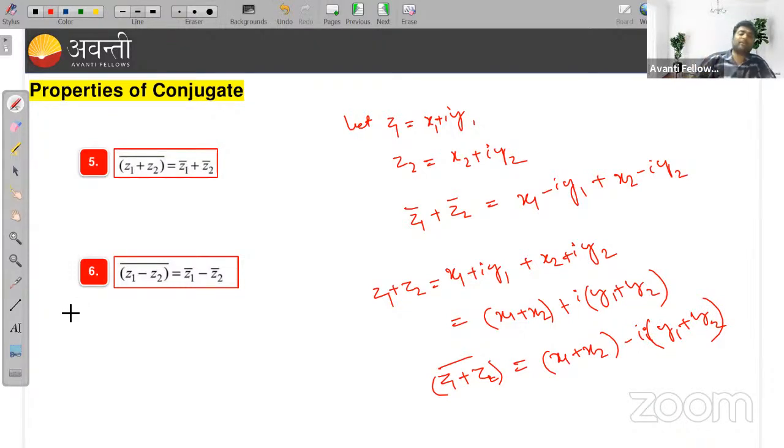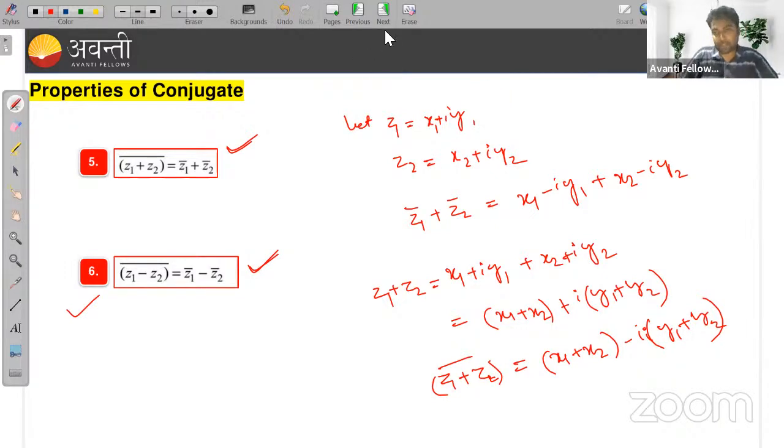Similarly, you can prove the sixth property also, that is conjugate of Z1 minus Z2 is equal to conjugate of Z1 minus conjugate of Z2. I hope you don't need the proof of this property, because we already proved the fifth one, and it's similar. In a similar way you can prove the sixth one also. I hope this is clear to all of you guys. Clear? Class 11th, is it clear? Simple.